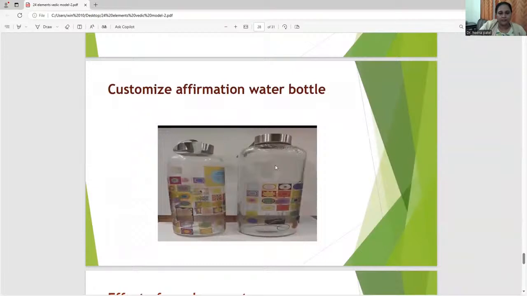Then the customized affirmation water bottle. It has positive words charged in the water, so that just simple drinking of the water helps us to shift the mind, and this also makes the procedure easier and faster.